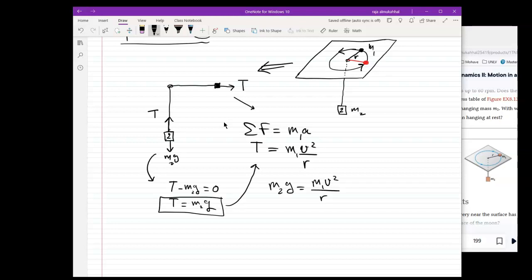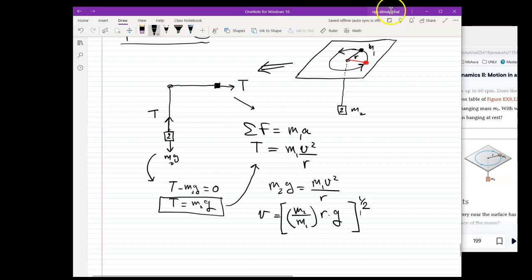And then I'm going to solve for the velocity. So velocity in this case is going to be equal to m2 over m1, r times g, all of that under the square root. And there we go. That's it. There are no numbers to plug in.